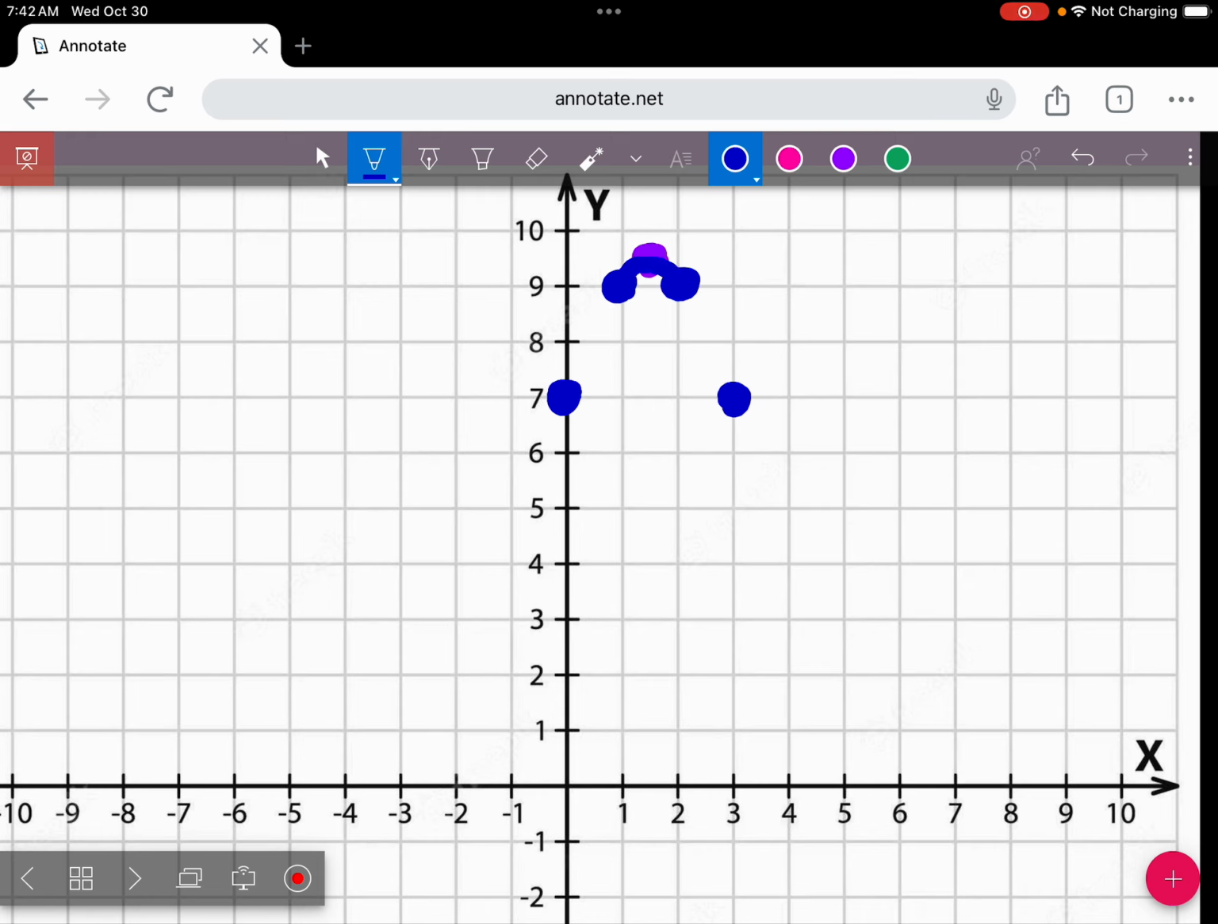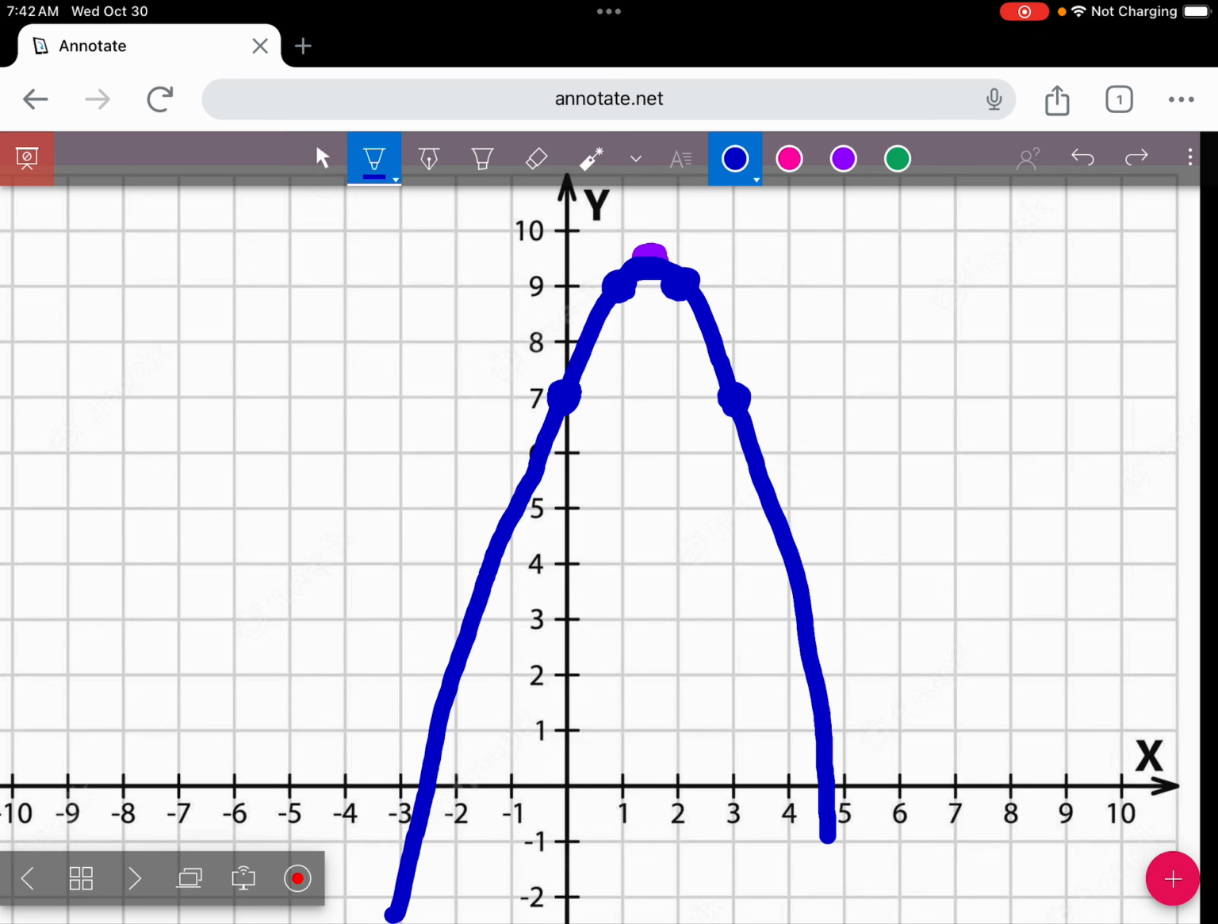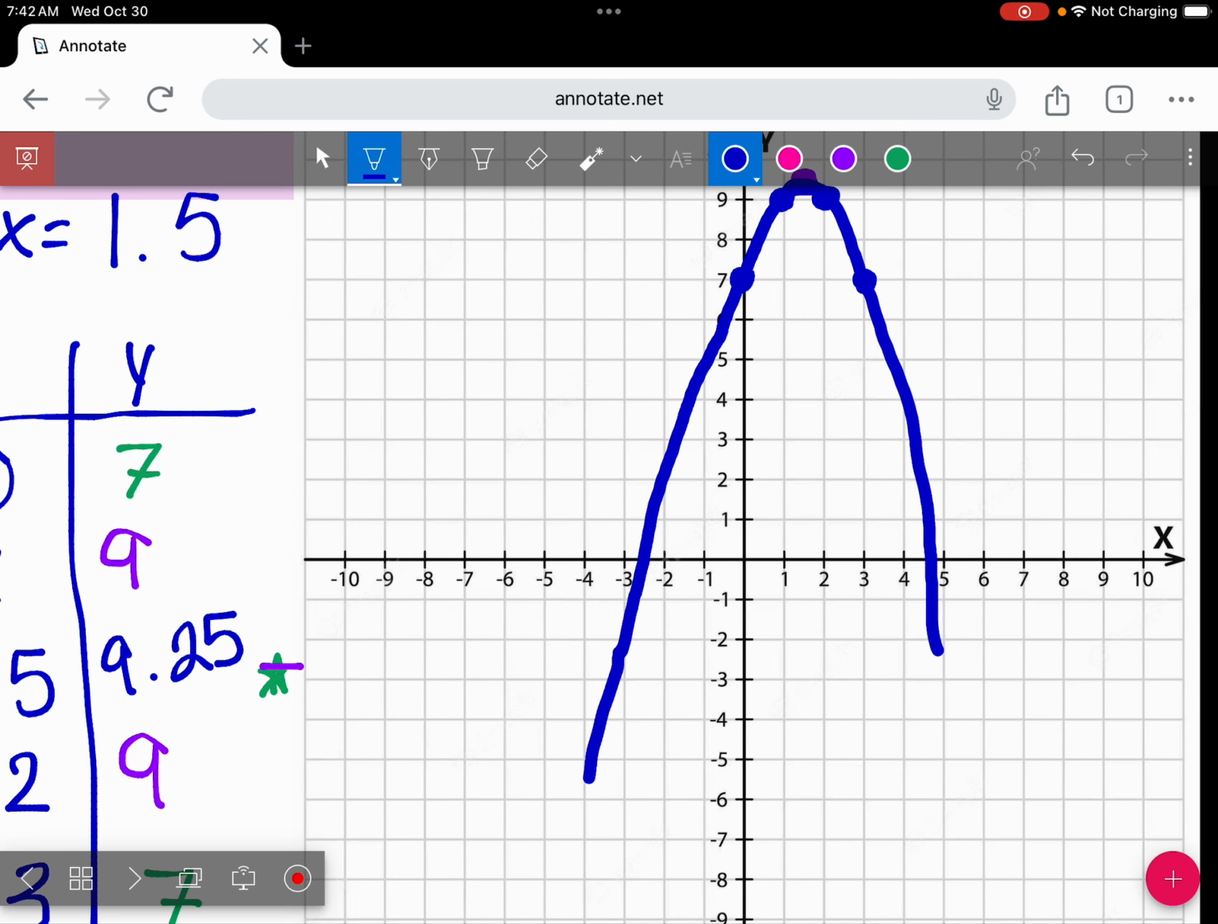So what we have here is an unpleasant parabola that goes like this. And it's going to look kind of like that. So it's icky and gross. It's a baby. Icky and gross.